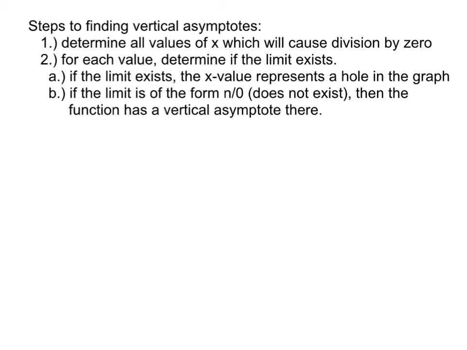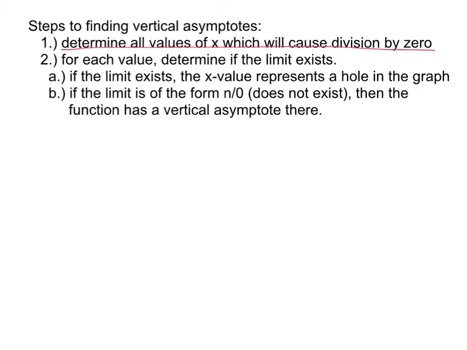Step 1, determine all of the x values that will cause division by 0. The way that we're going to do that is we're basically going to set the denominator equal to 0, and find all the x values that will cause division by 0. Then, not all of those will necessarily be vertical asymptotes. For each one of those values, we want to find out if the limit exists. And there are two possibilities.